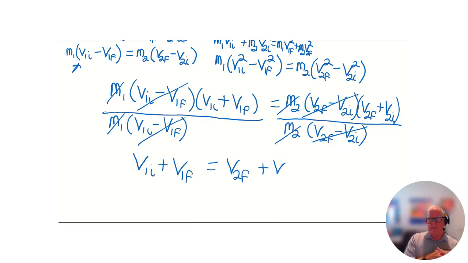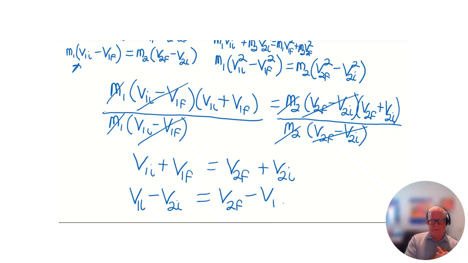And now, to make this equation into something that makes a little bit more sense for us to understand what it means, let's get all the terms that involve the initial motion on the left-hand side, as we typically do, and get all the terms that involve the final motion on the right-hand side again. So I'm going to subtract v2 initial from both sides, and that's going to leave me with v1 initial minus v2 initial. And I'm going to subtract v1 final from both sides. That's going to leave me with v2 final minus v1 final.